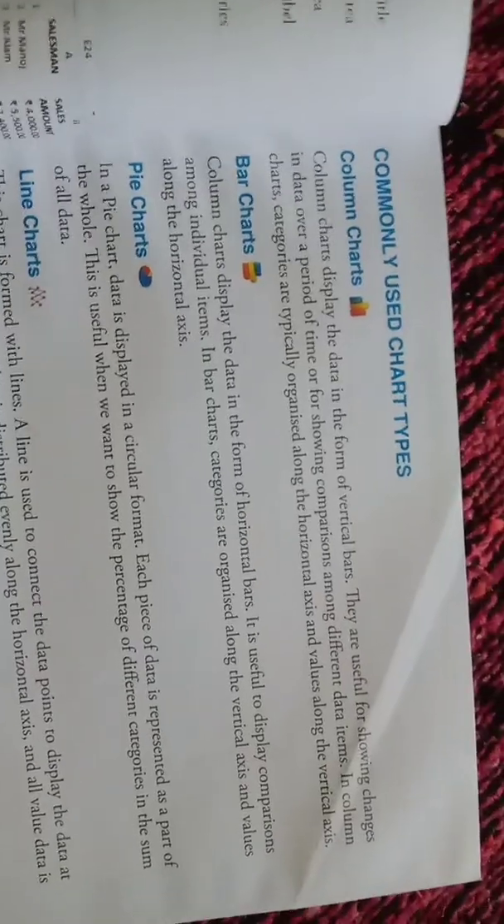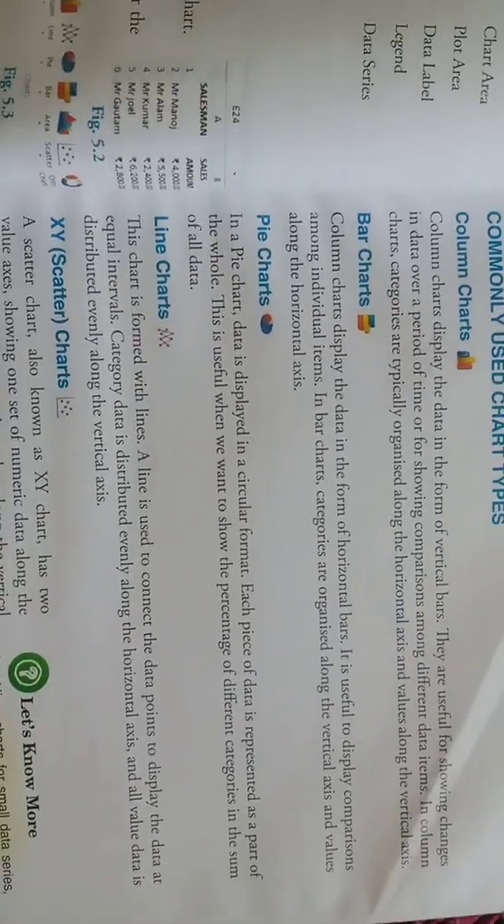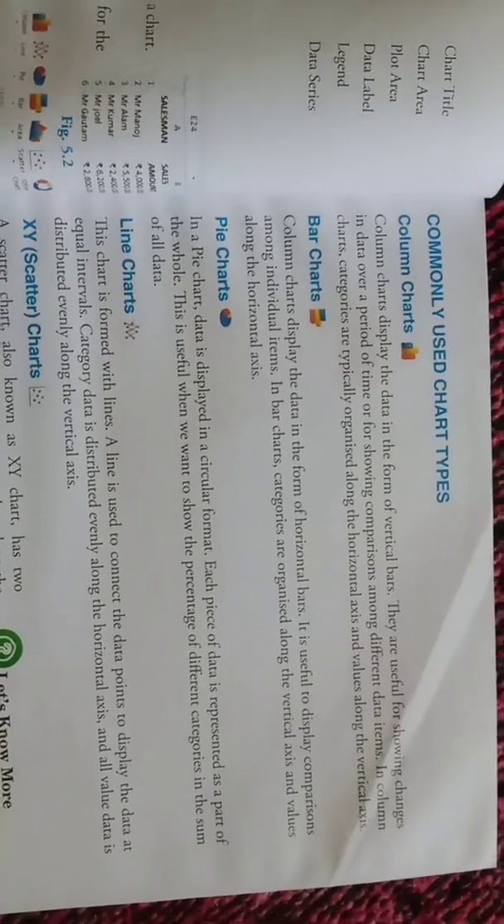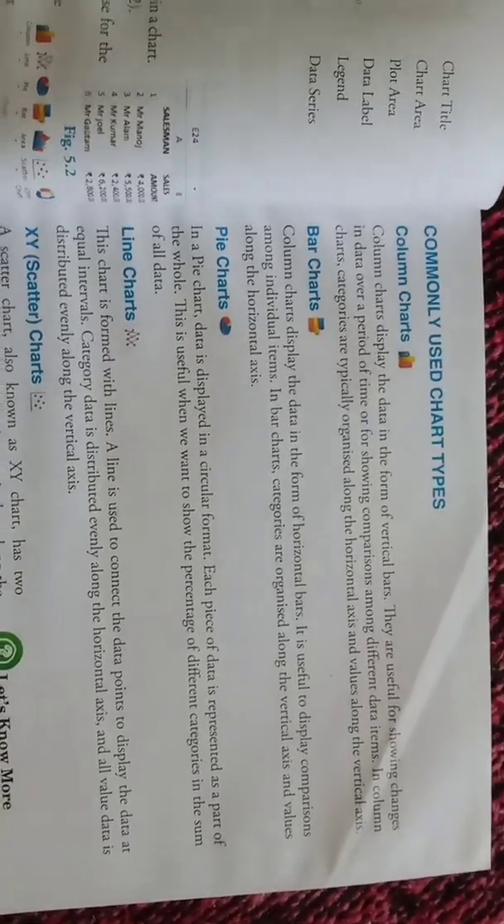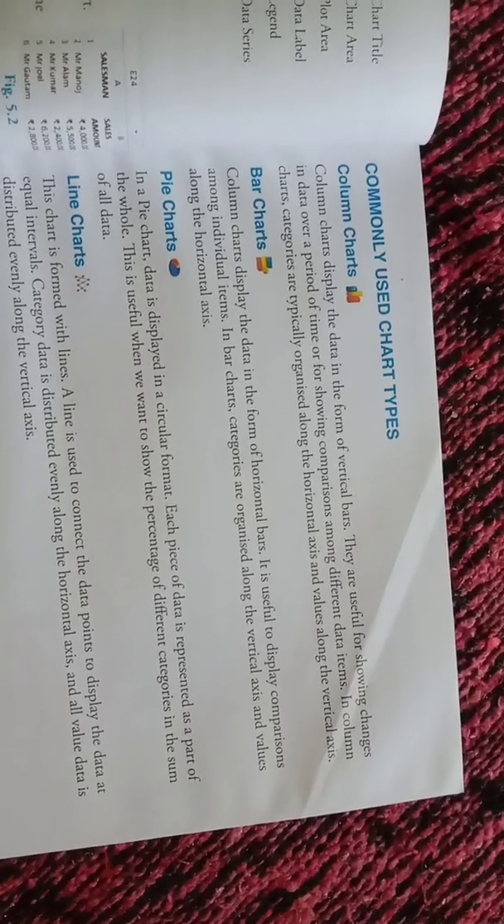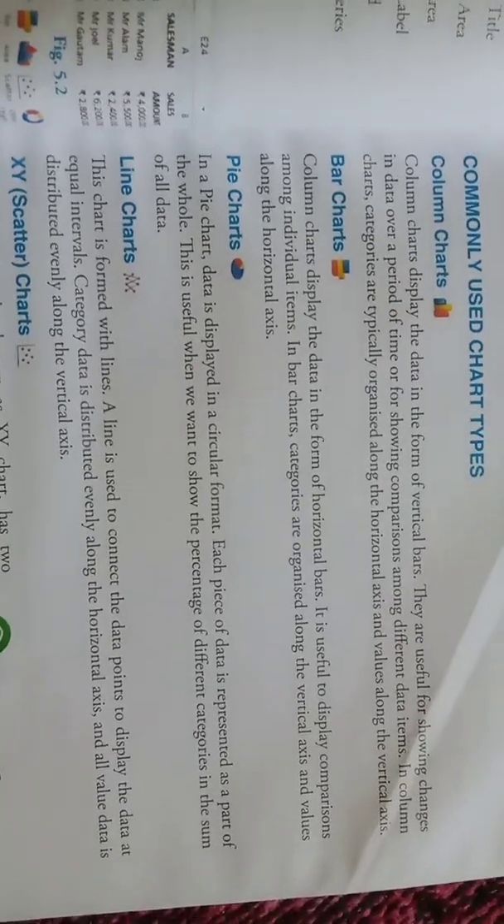Column charts display the data in the form of vertical bars. The vertical bars are there whenever you make a column chart, right? In the form of vertical bars. They are useful for showing the changes in data over a period of time, or showing the comparison among different data items. In column charts, categories are typically organized along the horizontal axis and the values along the vertical axis. So these are called column charts.